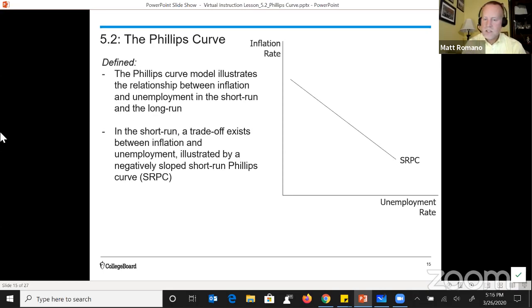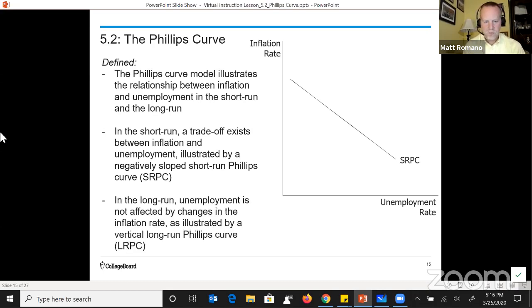Now, that's in the short run. That relationship does not hold in the long run. And what we're going to see is that in the long run, the natural rate of unemployment, which is what we see as unemployment in the long run, is not affected by changes in the inflation rate. And to illustrate that, we have a vertical long run Phillips curve.